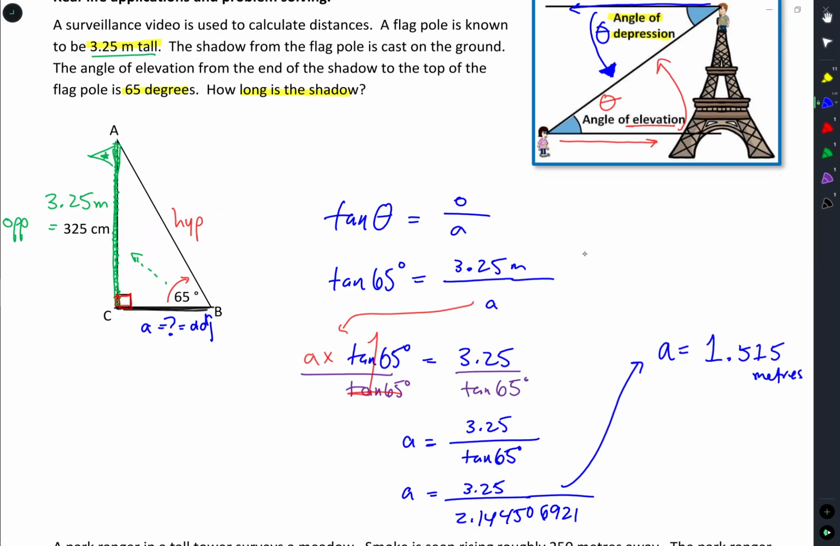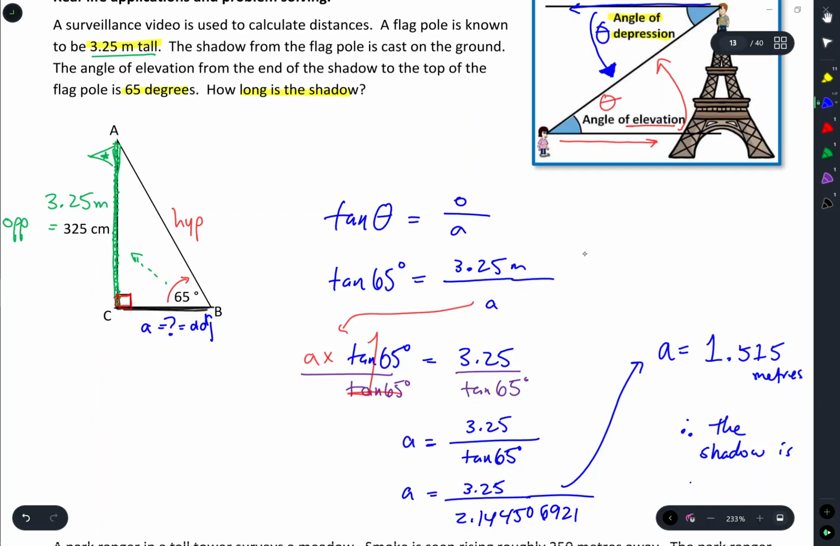So again, I want to be careful how my calculator works, and for you to understand that your calculator might work differently, and if it does and you get a different number, then you might be doing the right thing. It might just be a setting in your calculator, so please let me know. So therefore, the shadow of the flagpole is 1.5 meters long.